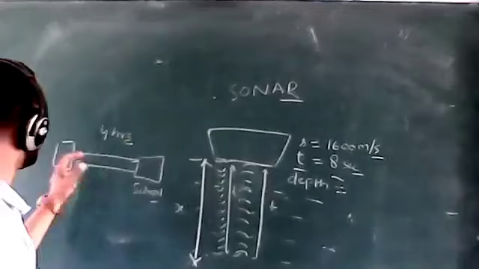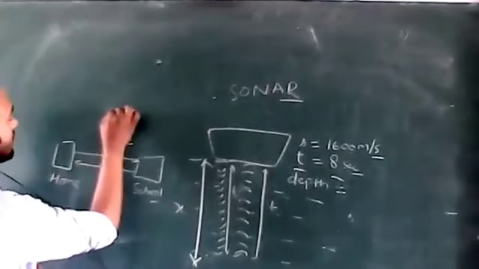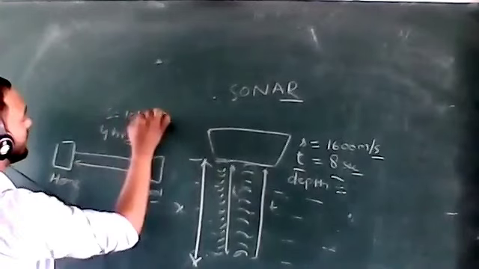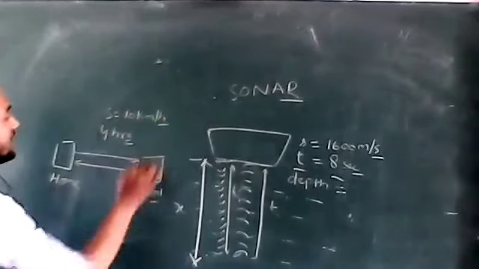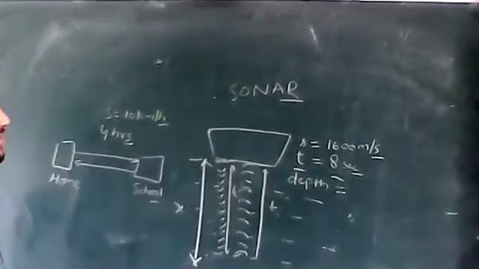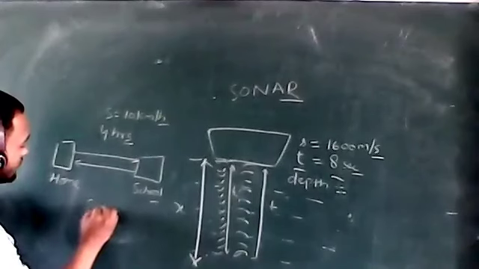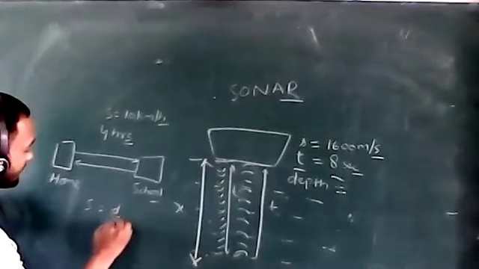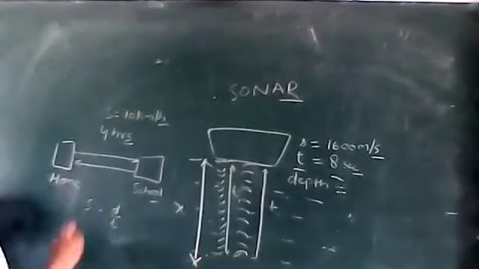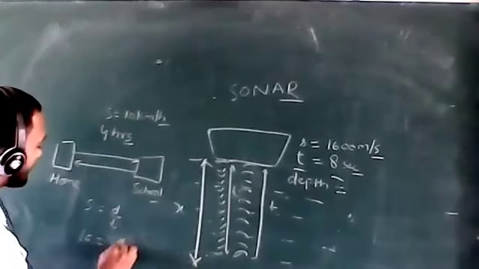And you have to calculate the distance between home and school. Your speed is 10 kilometer per hour. And you have to only calculate the distance between home and school. So see how you calculate. Speed is equal to distance upon time. Speed is given as 10 kilometer per hour, and distance we have to calculate.